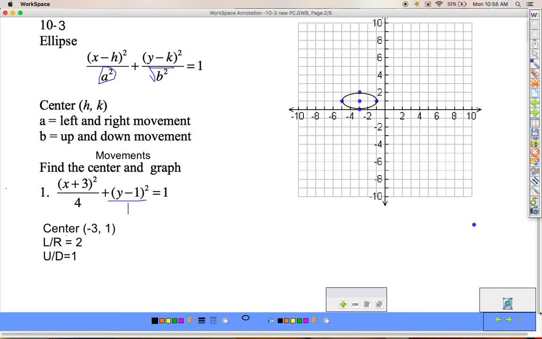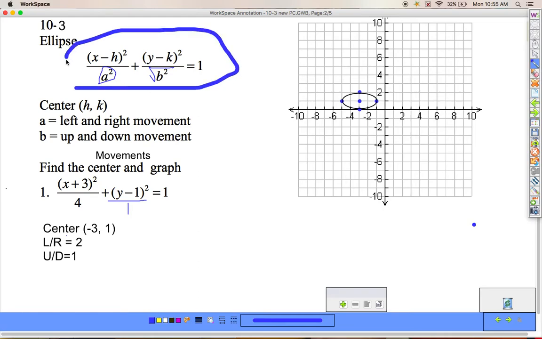If we can get it into this form right here, it's straightforward. Opposite under x, opposite in y is your center. Square root under x is your left and right movement. Square root under y is your up and down movement. Graph all 5 of those points, connect the dots, and we're done.